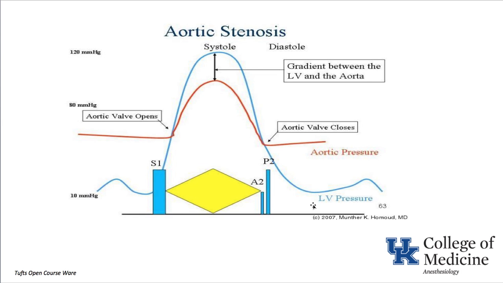Aortic stenosis, as you know, is a systolic murmur, and this is showing it here in the yellow triangle. A crescendo, decrescendo, systolic murmur.